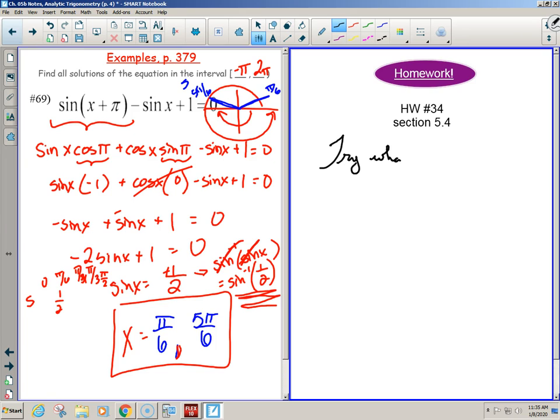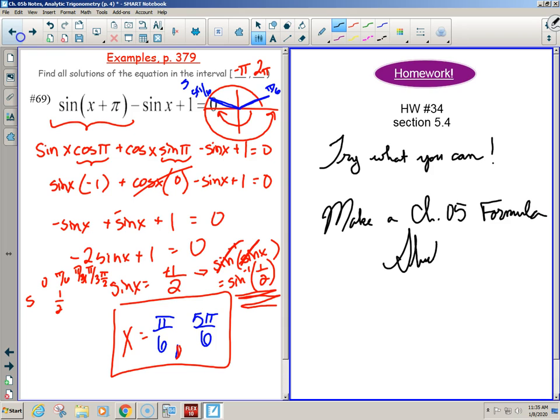Try what you can. Now, hold on. What you can do perfectly, or just what you can try? Try, no, don't go for perfection. Just go as far as you can, and I'm just asking you, internally, in your mind, in your heart, and your soul, go a little bit further, okay? Try what you can, but then make a chapter 5 formula sheet. Why? So I'm going to grade it? No. Might give you bonus.